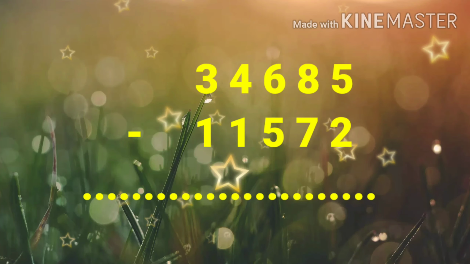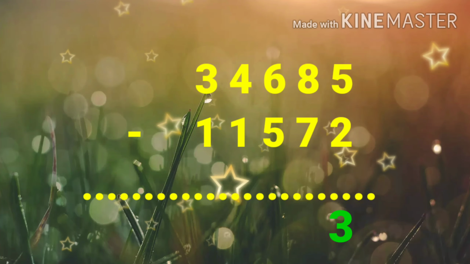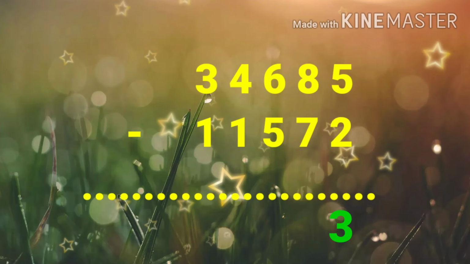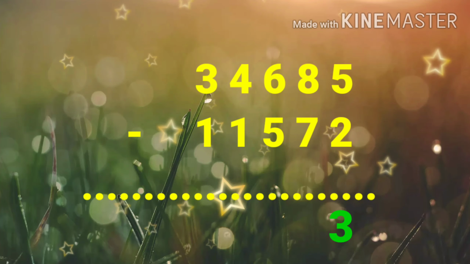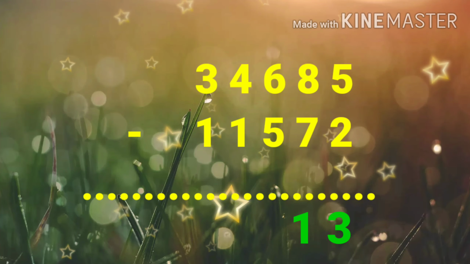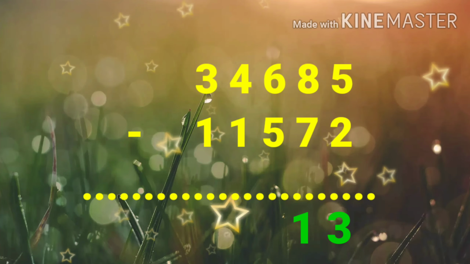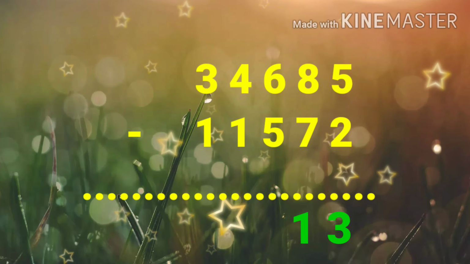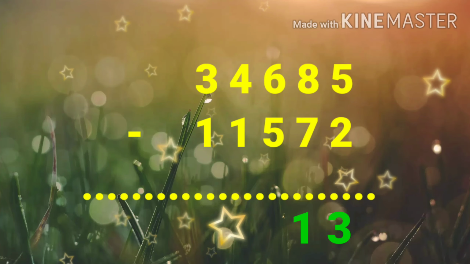So what should be added to 2 to get 5? That is 3. Now tens place 8 and 7. This is also match. So what should be added to 7 to get 8? That is 1. Next place 6 and 5. This is also match because 6 is greater than 5. Now what should be added to 5 to get 6?